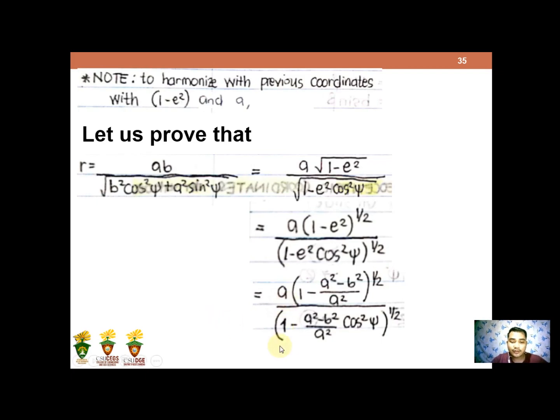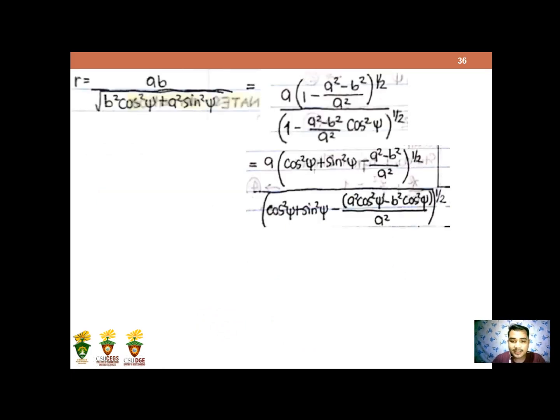And for the denominator, we can have 1 minus a squared minus b squared over a squared cosine squared geocentric latitude, raised to the power of 1/2. Alright, so next, from this last equation, we will break it down. We have this trigonometric identity: cosine squared theta plus sine squared theta is equal to 1.